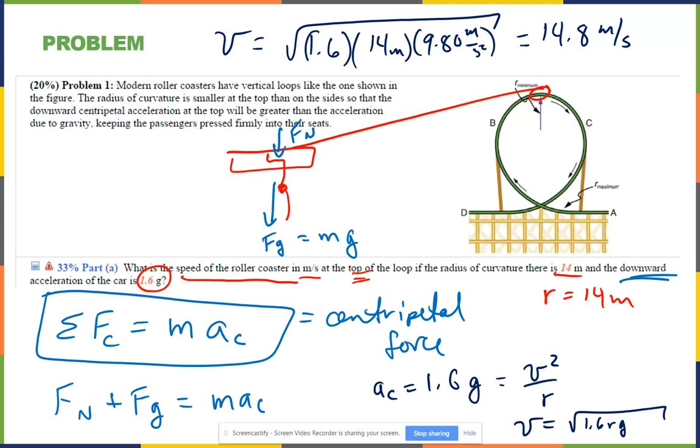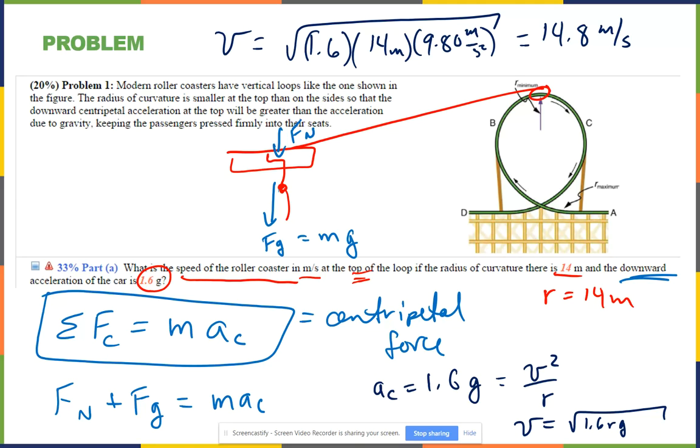Slowing down, what happens? What's the normal force going to do if you slow down? Get smaller. Well, the normal force can only get to 0. Once you get to 0, what happens? You're in free fall. You're no longer in the seat. Once the normal force gets to 0, you're falling away from it. So if it slows down too much, you fall out.